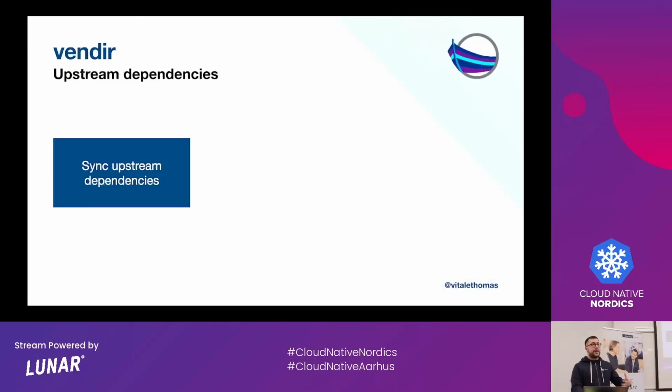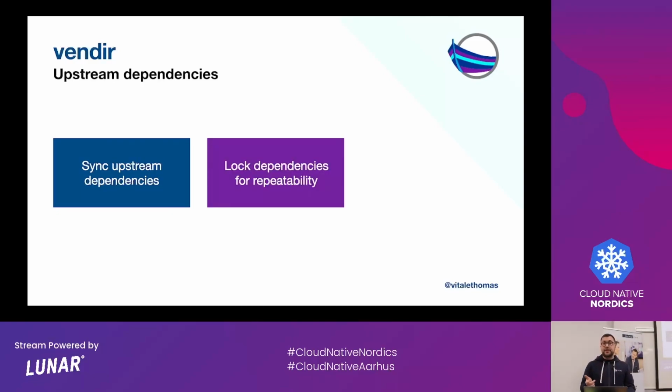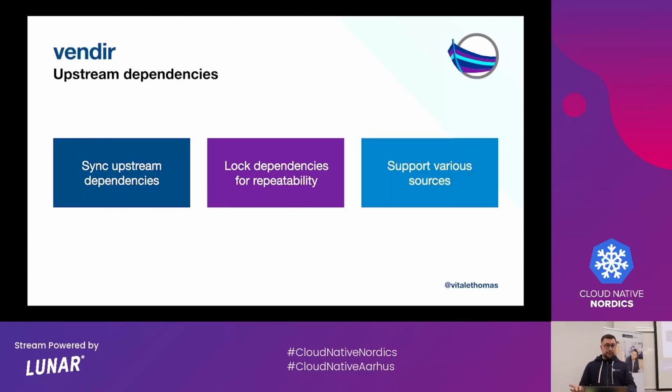So with vendor, we can synchronize any upstream dependencies. It doesn't have to be Kubernetes related. You can actually use it in your workflows for whatever file. It's basically a synchronization mechanism. And the interesting thing is that it locks those dependencies for repeatability, and it supports various sources.